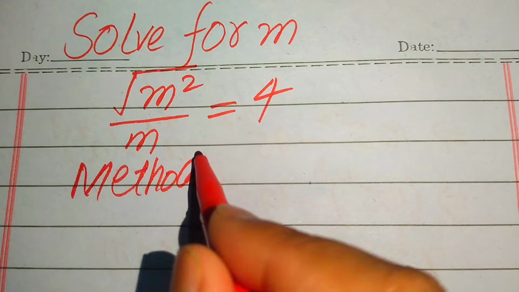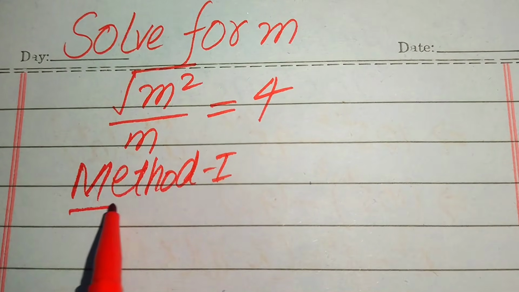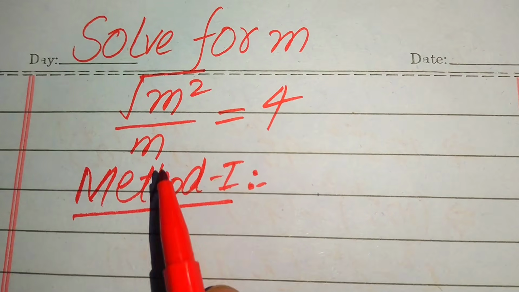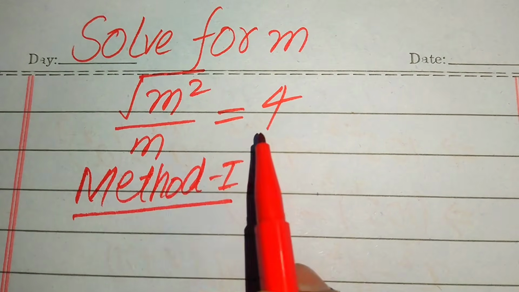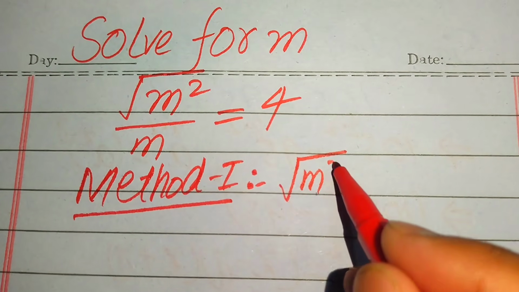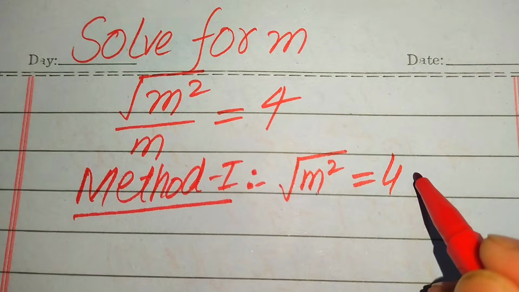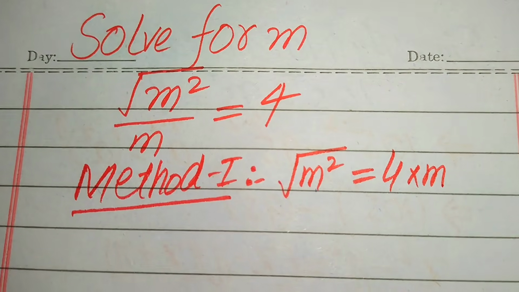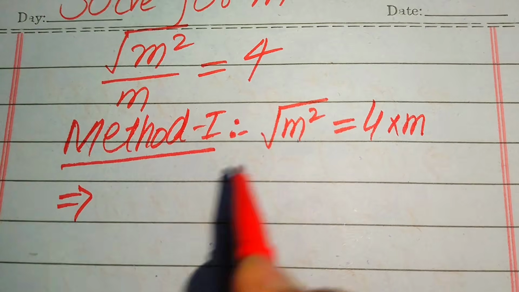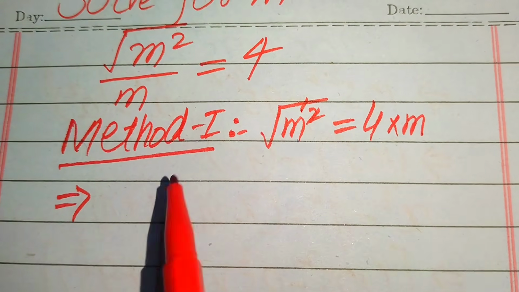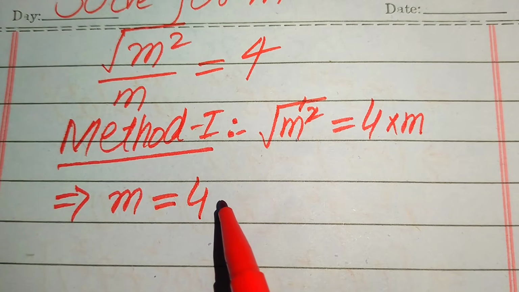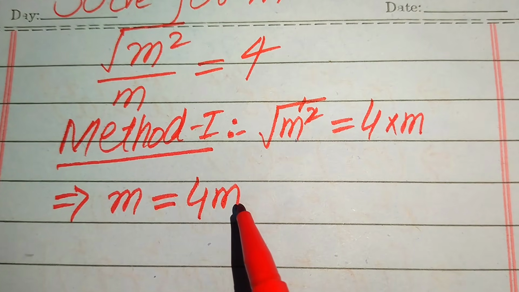And now we move towards the solution of this problem from the first method. In the first method, we move the term m from the denominator of the left hand side to the right hand side, and it will be written as square root of m square equals 4 times m. And further, in the next step, we need more simplification here: the 2 and the square root are gone, and we get m is equal to 4 times m.